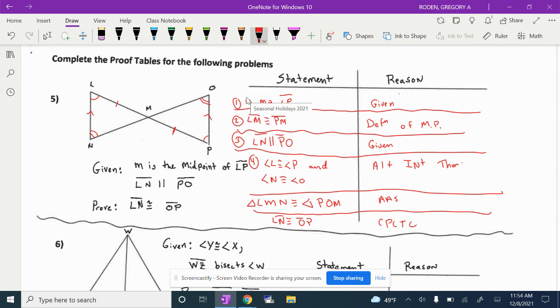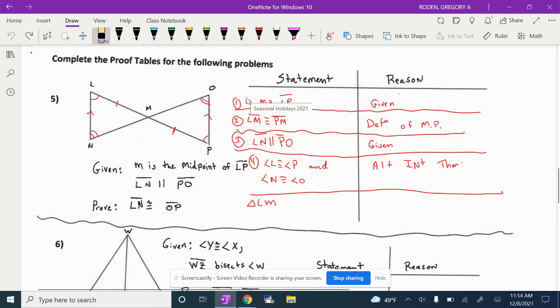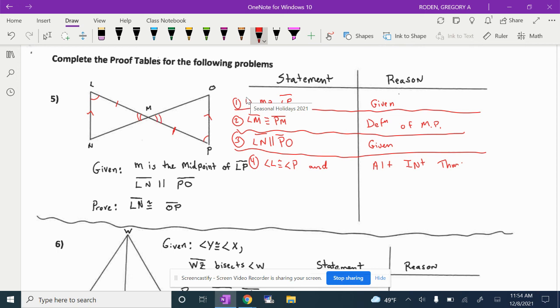Now, what happens if you did only one of the congruent angles with the alternate interior angles? Let me go back here. So let's say you did it a little differently and you only did L and P. Let's say you didn't do the ones down here, so let me get rid of those. What you could do next is use the vertical angles here, right? So this angle is congruent to this angle.